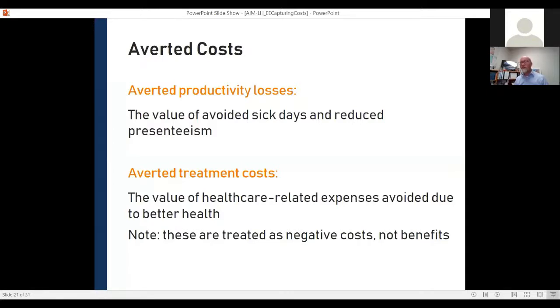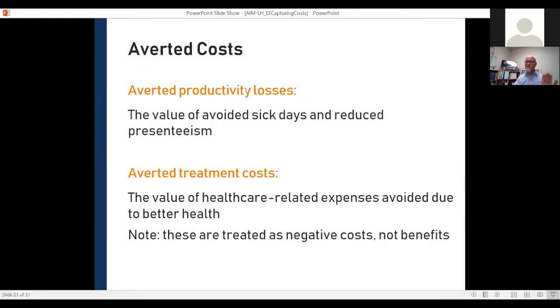So the definition is that it's the value of health care related expenses avoided due to better health. Note though that we're technically talking about a benefit or an outcome of the intervention. However, in terms of the math in economic evaluation and in cost analysis, it's actually treated as a negative cost. So if we had higher negative costs than our original program, then we actually would be making money, have a positive return on investment based on that calculation.